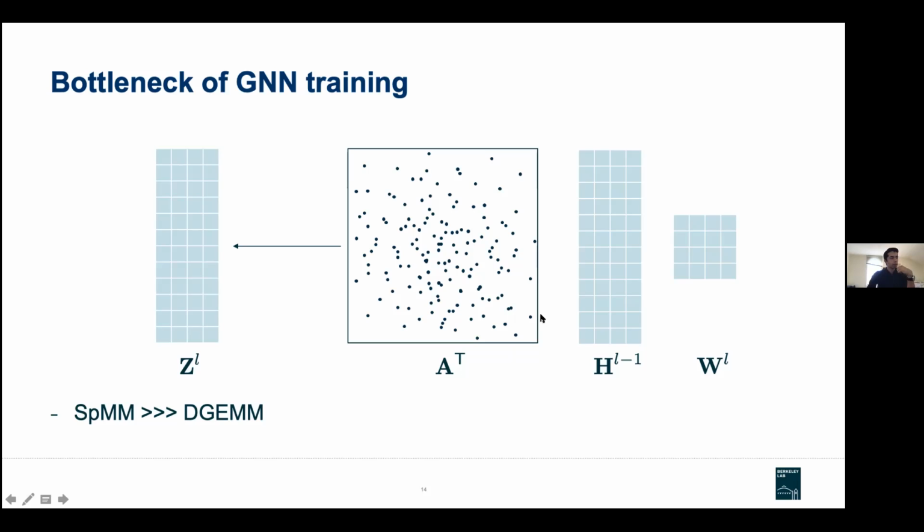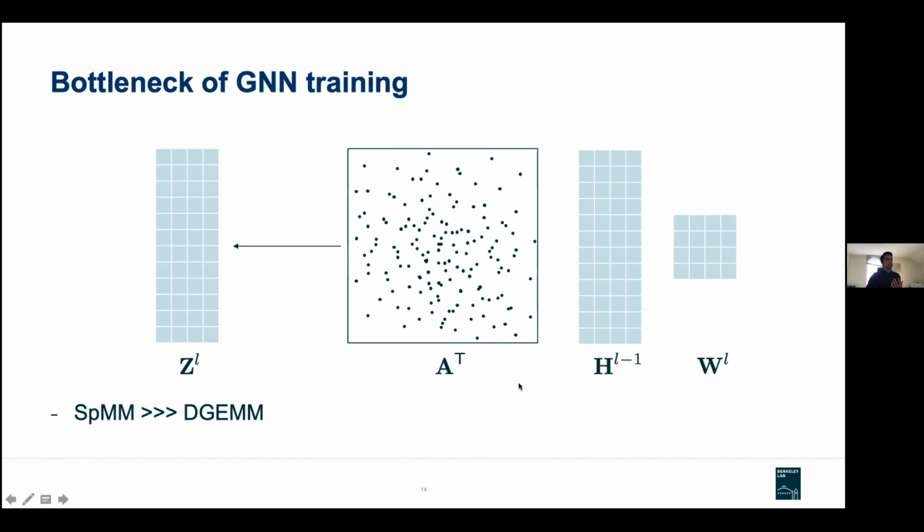where we have to multiply this huge, sparse adjacency matrix for the graph with this huge dense matrix that represents all the feature vectors. This A times H operation takes way more time than multiplying with this small weight matrix W. And so if we want to speed up graph neural network training, if we want to distribute graph neural network training, we need to be able to distribute this sparse times dense matrix multiplication operation. We need to distribute this SPMM.